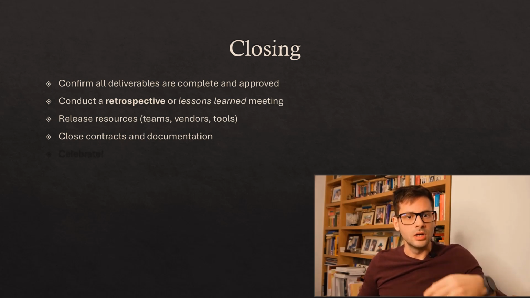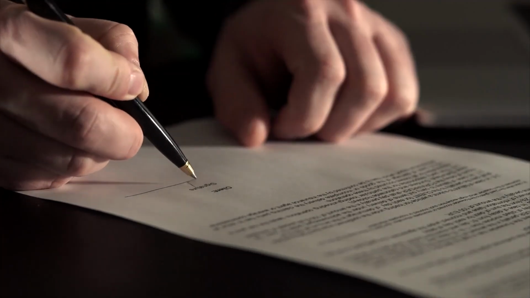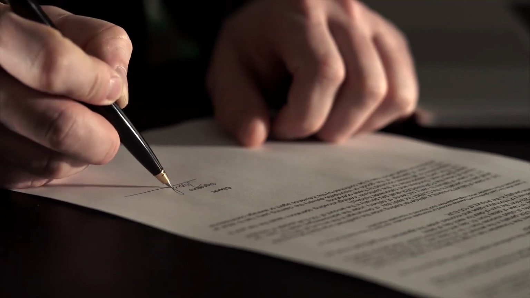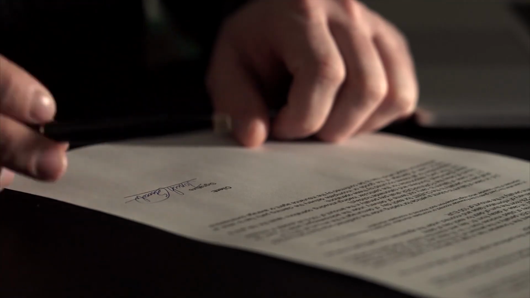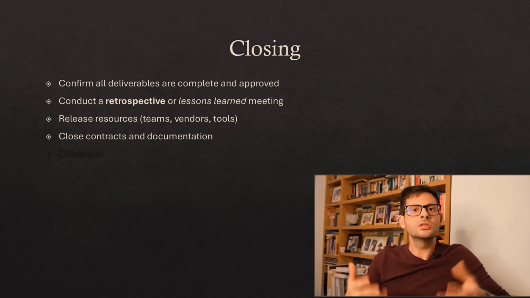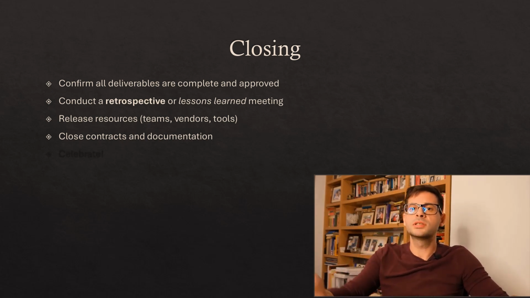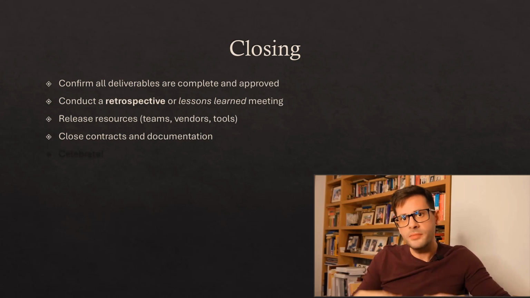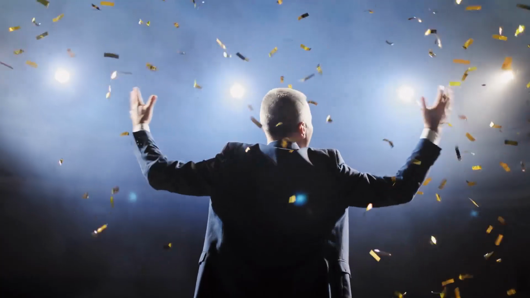What do we do next? We release the resources. We release the teams, the vendors. We close off licenses. We close off hardware. We give back equipment that we maybe rented in order to build something. So we need to close the contracts. We need to document everything and close everything out. Because if you remember the curve that I showed you earlier, in closing, we start giving resources away because we don't need them anymore. They fulfilled their purpose. And what's next? We celebrate, because why not? You've delivered a good project and you deserve it.